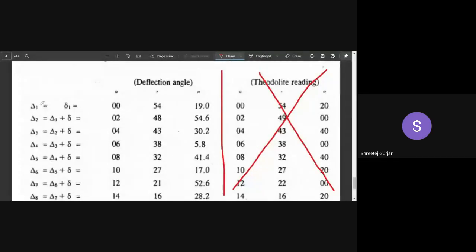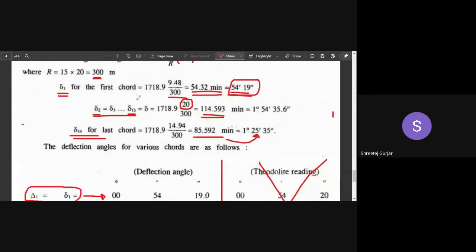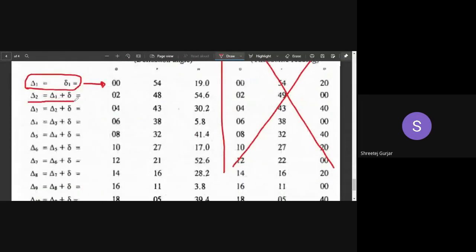Okay, delta 1 is equal to the deflection angle, which is equal to the tangential angle. The first case we know, right? So it will be the same thing which you have calculated. No change over here. 54 minutes, 19 seconds. Directly you can substitute. Now delta 2 we know is delta 1 plus delta, right? Correct. This particular delta 2 is the previous delta plus the current delta.